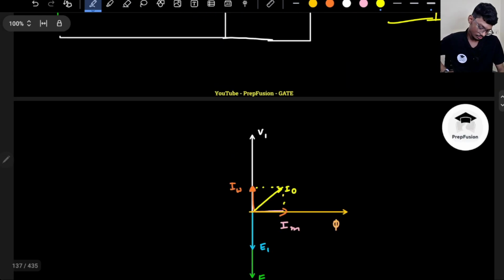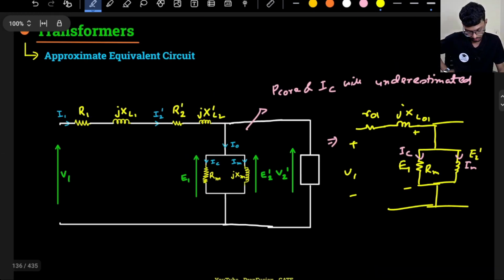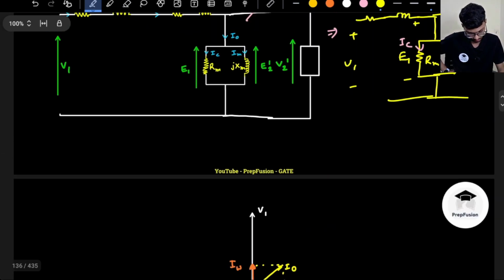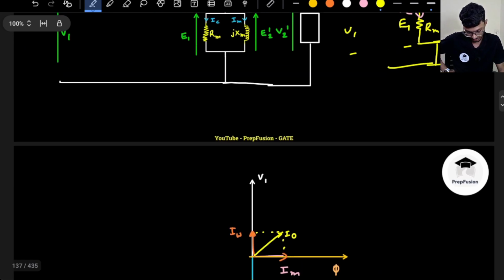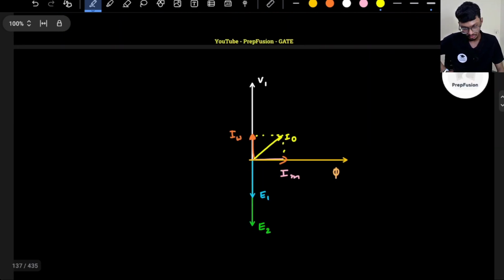Okay, now what about the other components of current? So other components of current, for now we have not discussed. So what will be the actual E1? What will be the value of E1 actually?